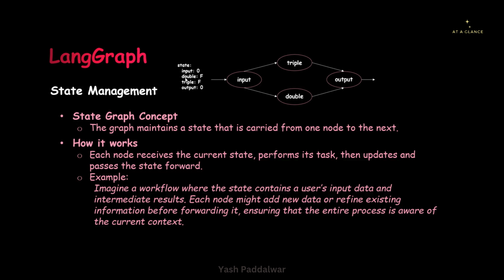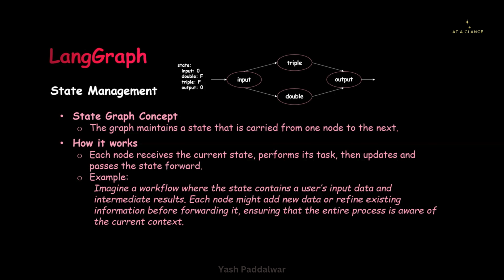Then it contains a double and a triple variable. Initially, these are flagged as false because we don't know what the user will input, whether the user will ask to double or to triple. Then we'll put an output variable, which will store the output after processing the entire flow. Initially, it is set to 0 again.